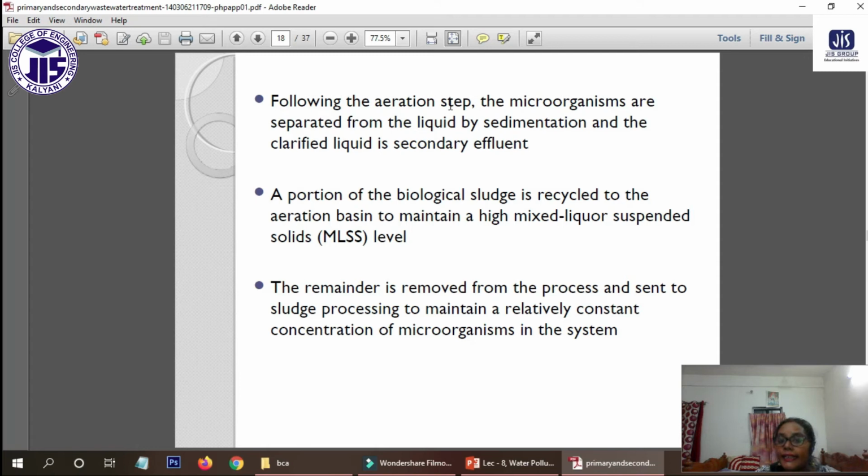Now, following the aeration step, that means in the presence of air, the reaction is taking place. The microorganisms are separated from the liquid by sedimentation, and the clarified liquid is the secondary effluent. A portion of the biological sludge is recycled to the aeration basin to maintain a high mixed liquor suspended solids concentration. The remainder is removed from the process and sent to sludge processing, to maintain a relatively constant concentration of microorganisms in the system.